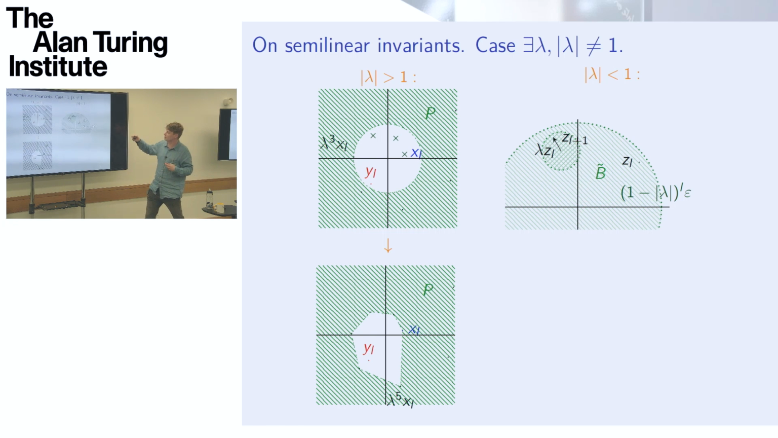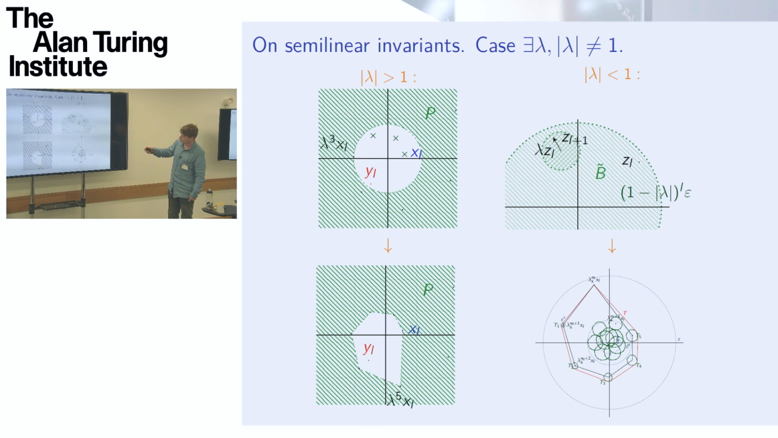What happens if lambda is smaller than 1? We had this special ball that gets smaller and smaller on the coordinates. We can also have a semilinear invariant. The construction is pretty ugly and complicated, but it's really the same idea: if we can control it and make it as small as we want on the big dimension, then we can also make it as small as we want on the working dimension.